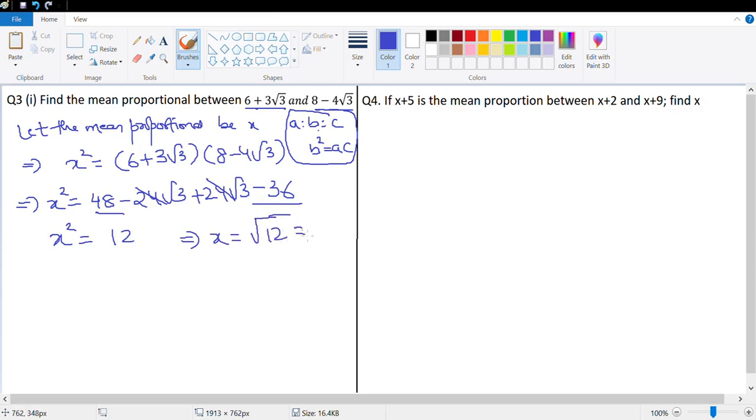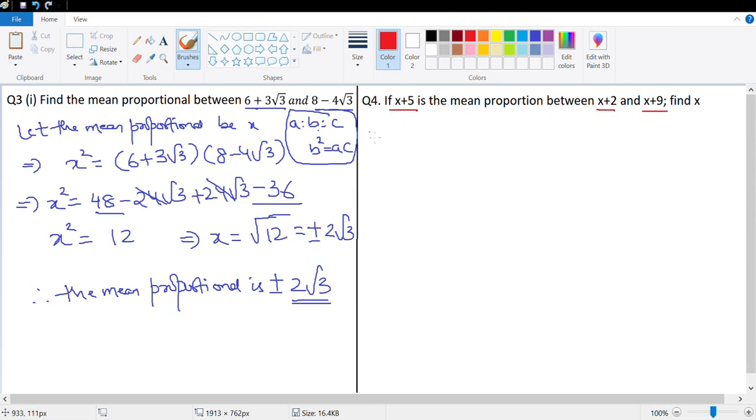Yes, that's plus minus 2 root 3. Yes, that's the correct answer. Therefore, the mean proportional is plus minus 2 root 3. Good. Let's look at the next one. The next one that we do is question number 4. It says if x plus 5 is the mean proportion between x plus 2 and x plus 9.